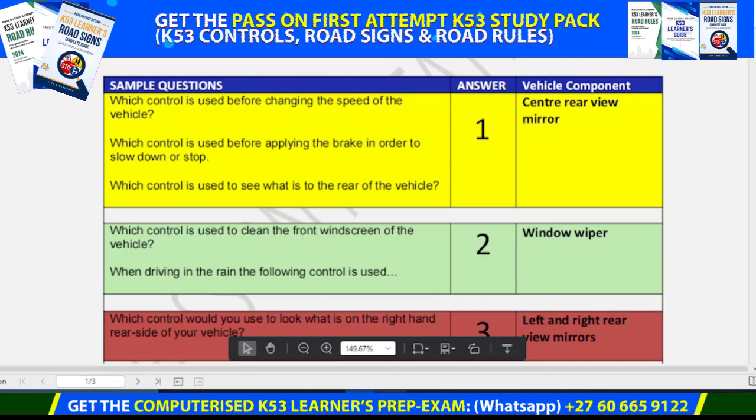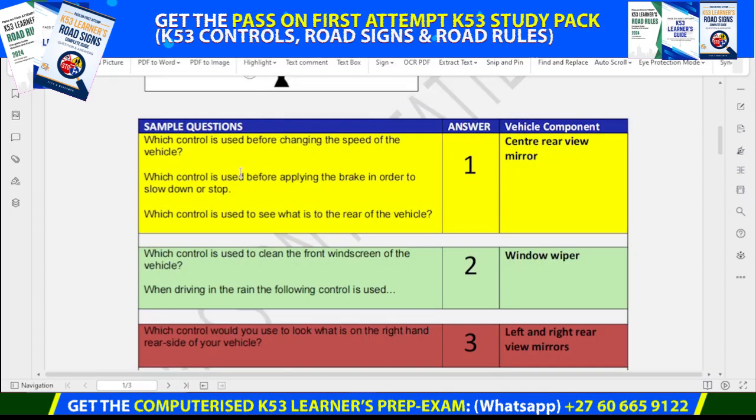Another question that can be asked on control 1 is: which control is used before applying the brakes in order to slow down or stop? A driver has to see what is at the back of the vehicle. Is there a car coming? If the car is coming at high speed, the driver has to apply the brake cautiously so that it does not cause a collision. Before the driver applies the brakes to slow down or stop, the driver has to look at the rear, and he uses the center rear view mirror to see what is coming at the back.